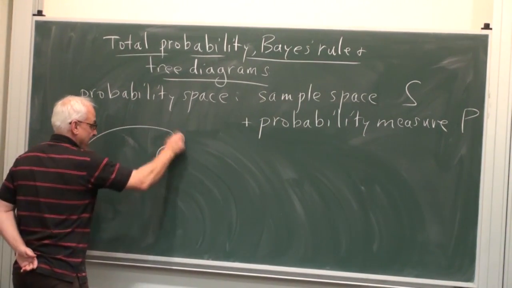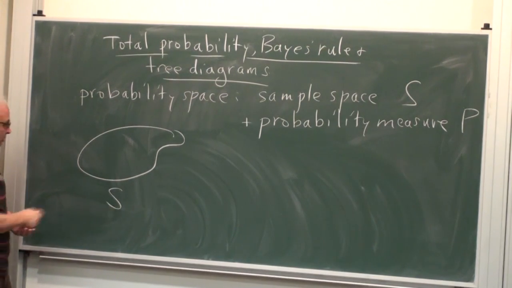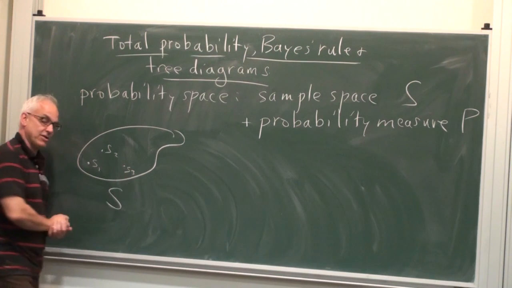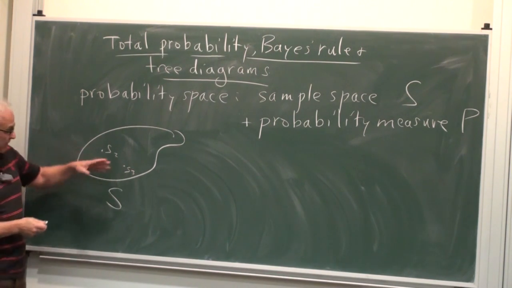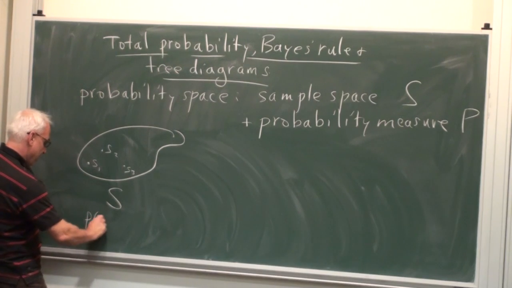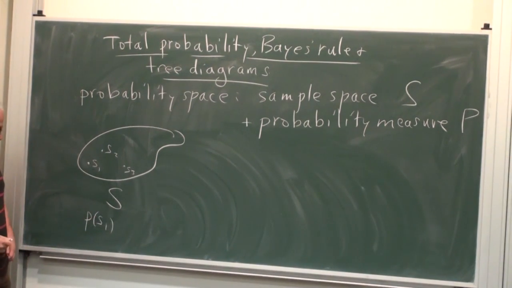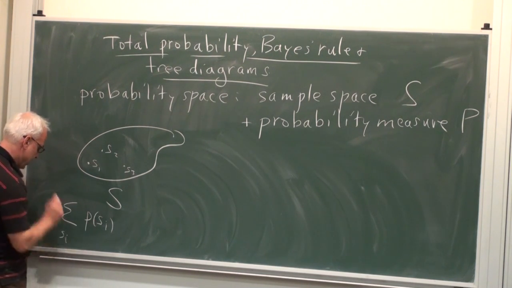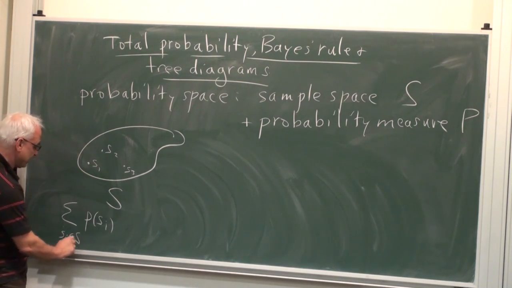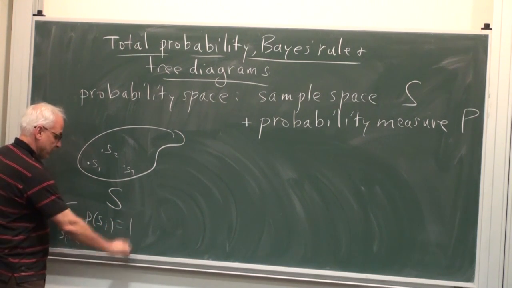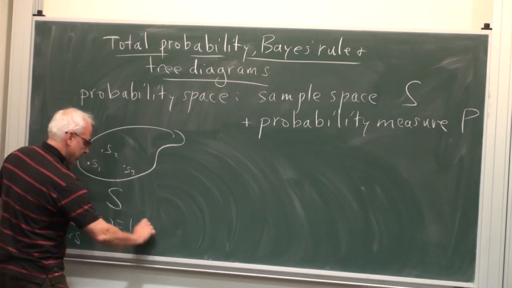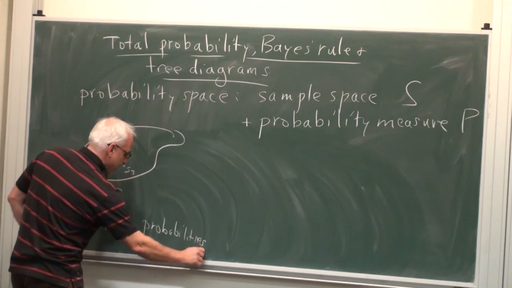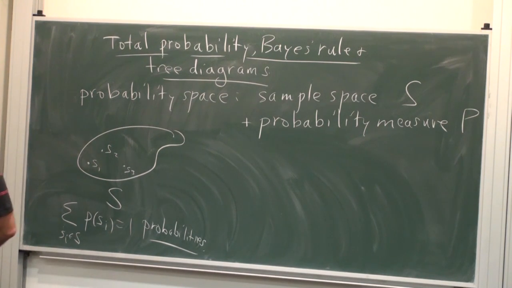All right, so we have a set S, which is rather general, and we have various elements in S, say S1, S2, S3, and so on. To each one of these we have a probability. So we have a little number P of S1, and the sum of all these, the sum of P of Si over all the Si in S, is equal to 1. So these are probabilities. Okay, that's what a probability space is.